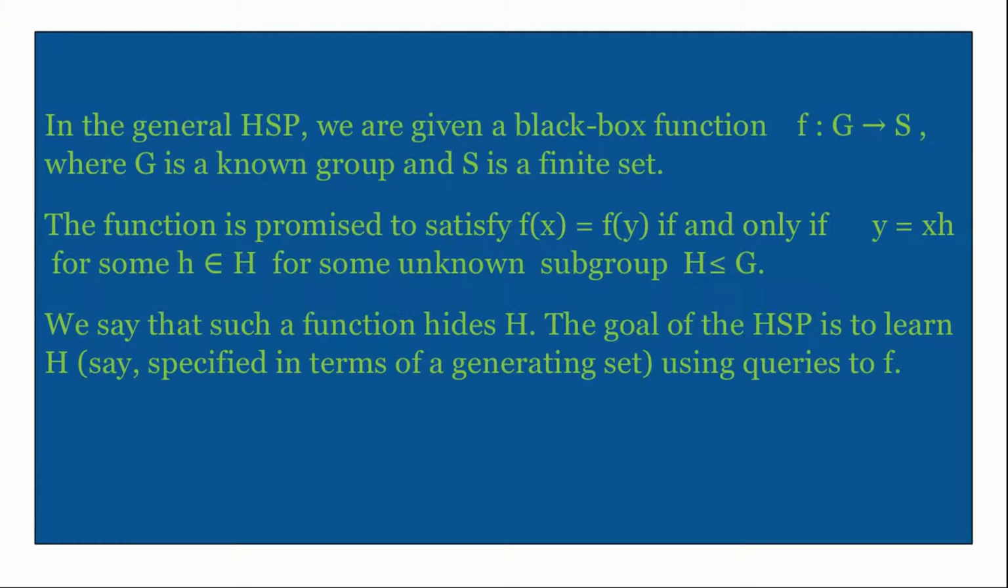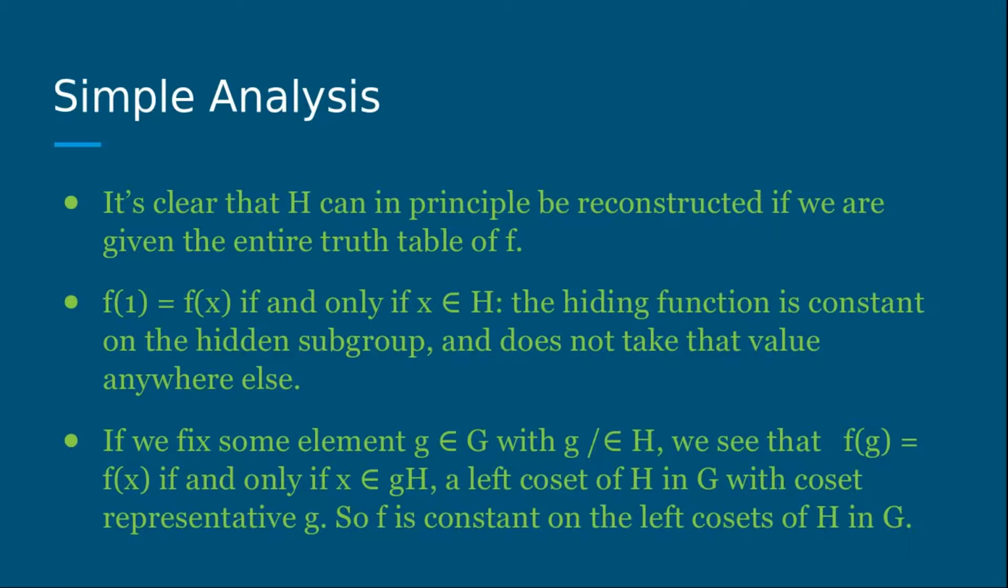Now we'll formally define the HSP. In the general HSP, we are given a black box function f which goes from a group G to a finite set S. The function is promised to satisfy f(x) equal to f(y) if and only if y is equal to xh, that is the left coset, for some small h belonging to the capital H, where capital H is a subgroup of the original given group G. We say that such a function hides H. The goal of the HSP is to learn H using queries to f.